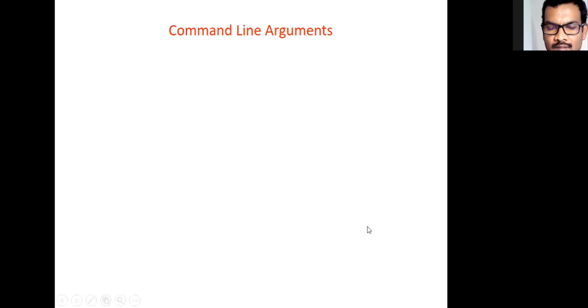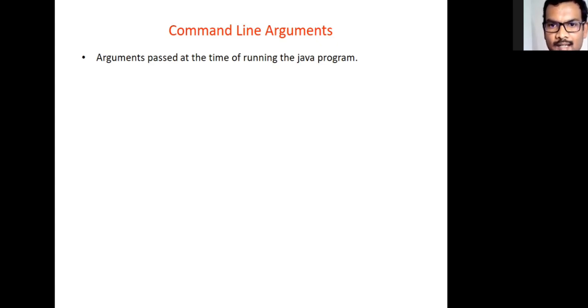But there are some situations where we need to give arguments at the time of execution of the Java program. Those are called command line arguments. That means arguments passed at the time of execution of the Java program are called command line arguments. For example, if you see the structure of the main method, it takes one parameter called args, an array of string type. At the time of running the program, if you give input, that input will be stored in the args array, and all the inputs will be stored in the string array.